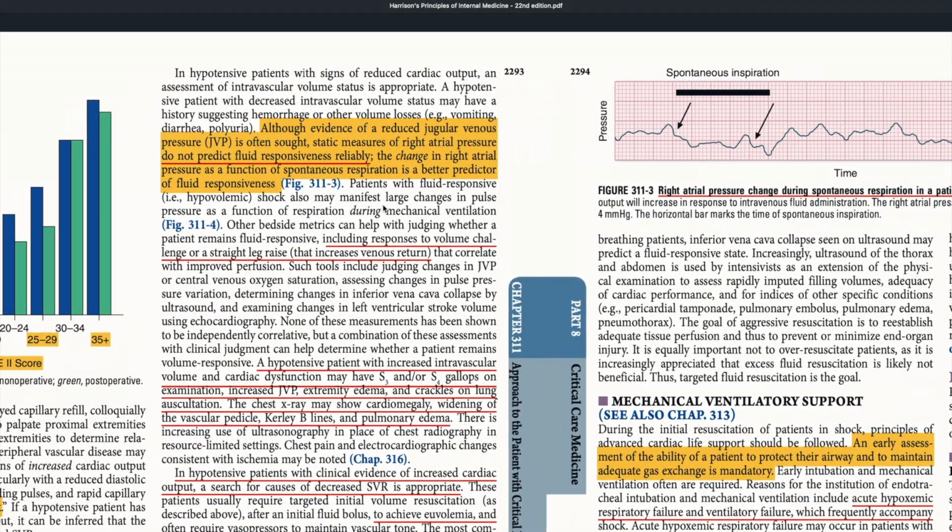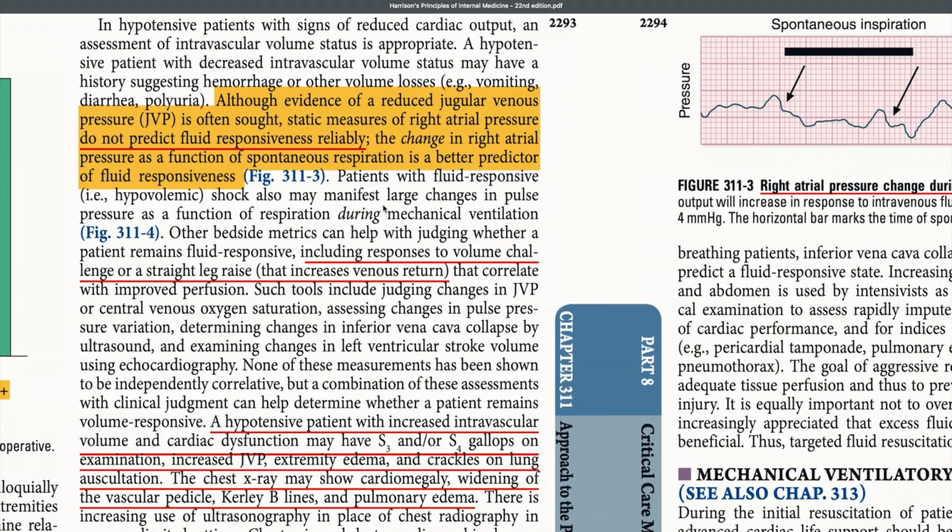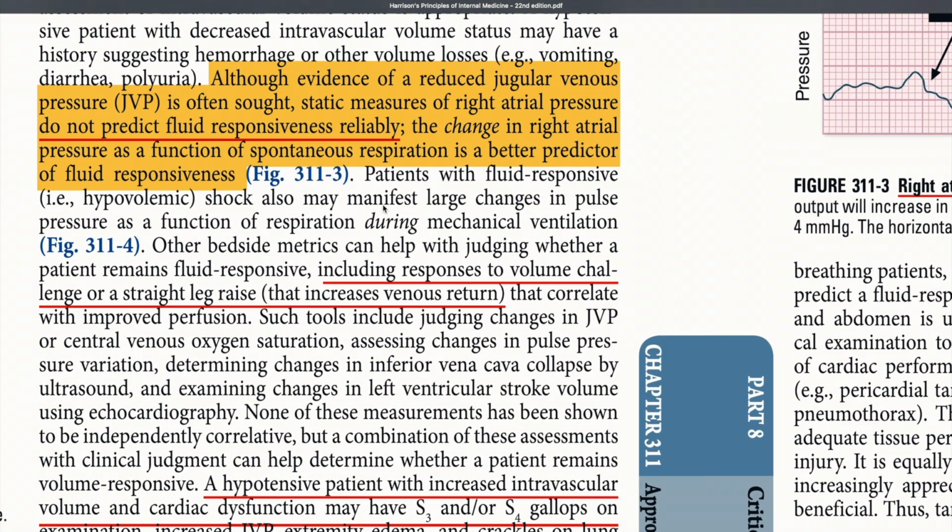Other bedside metrics can help with judging whether the patient remains fluid responsive or not, like the straight leg raise test that correlates with improved perfusion, and other bedside metrics can be done.